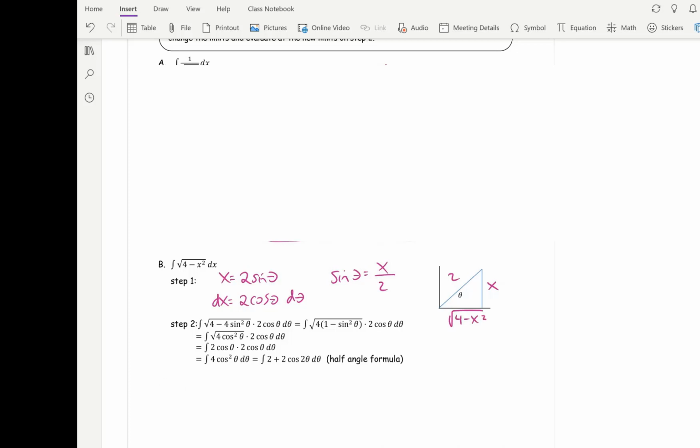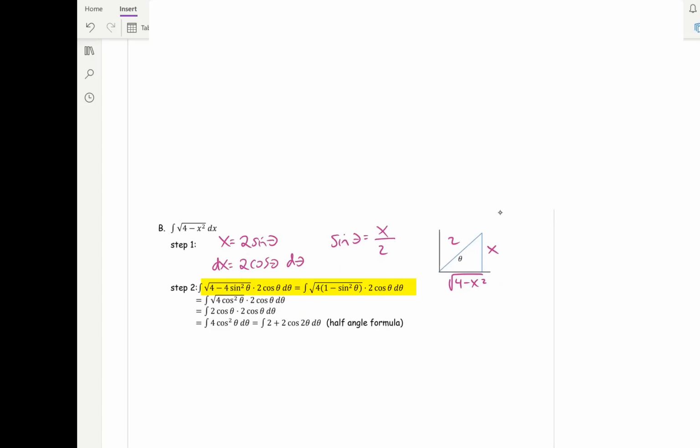All right, so I made the replacement already. I replaced 4 minus x squared with 4 minus 4 sine squared theta. I factored out the 4, and I replaced 1 minus sine squared with cosine squared. This is dx. That's where that came from. Then take the square root of 4 cosine squared, you get 2 cos theta. So you end up with 2 cos theta from your square root, and then a 2 cos theta from your dx. Altogether, that's 4 cosine squared theta.